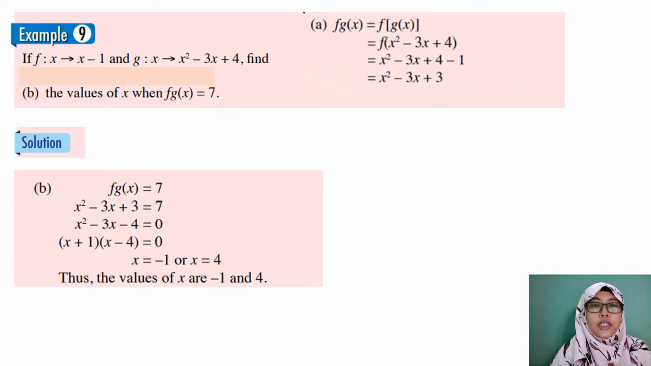We look at example number 9, question B. Question B asks you to find the value of x when fg(x) is equal to 7. Do you see here? It is different. So it wants you to find the value of x when fg(x) equals 7.